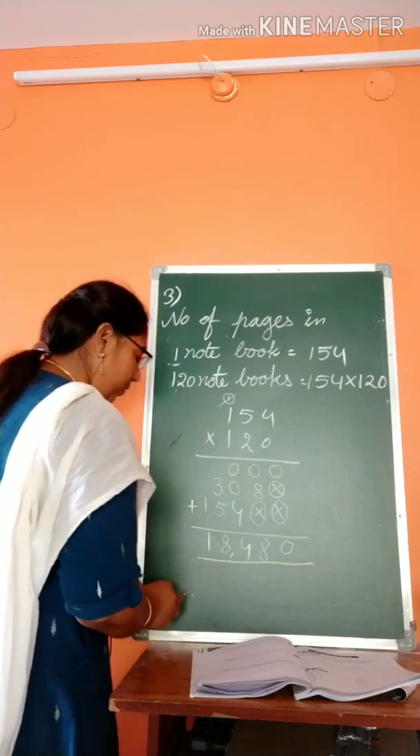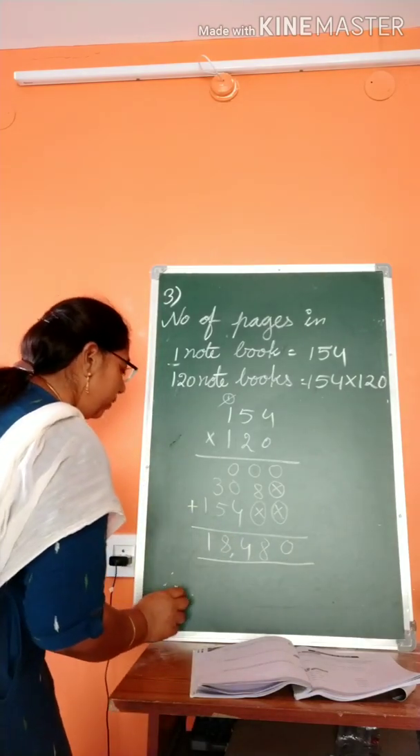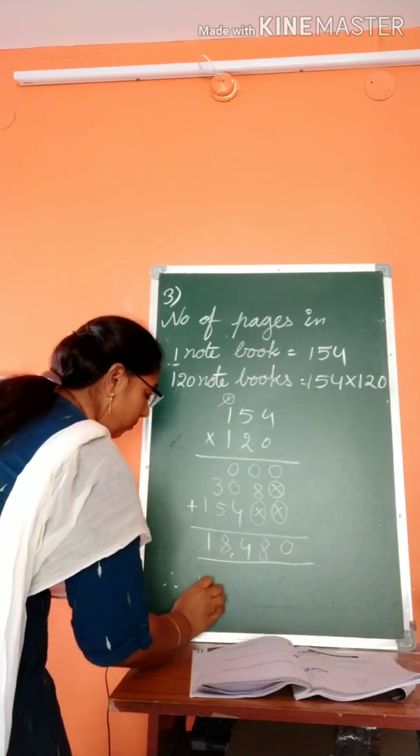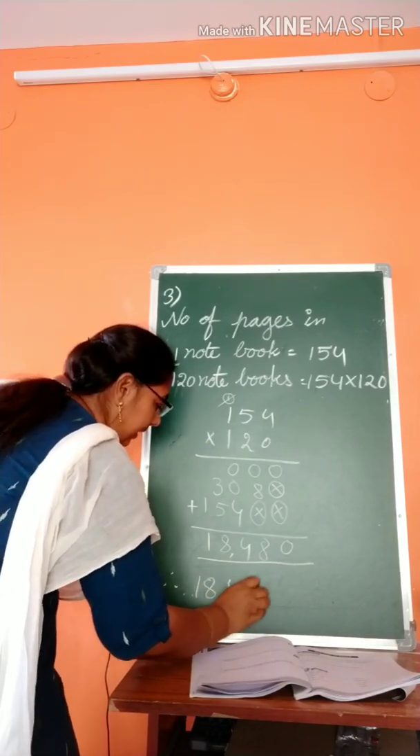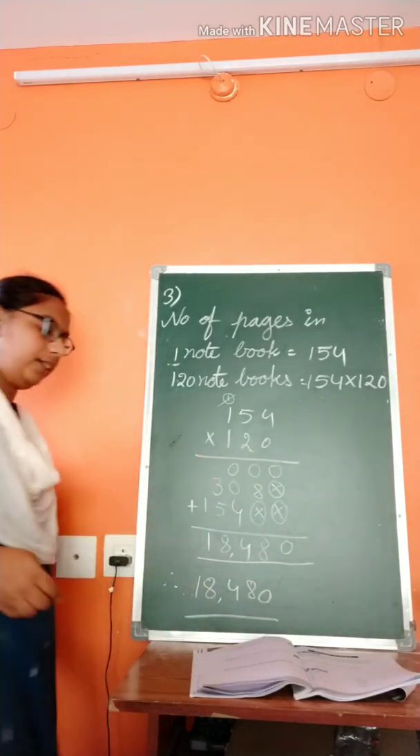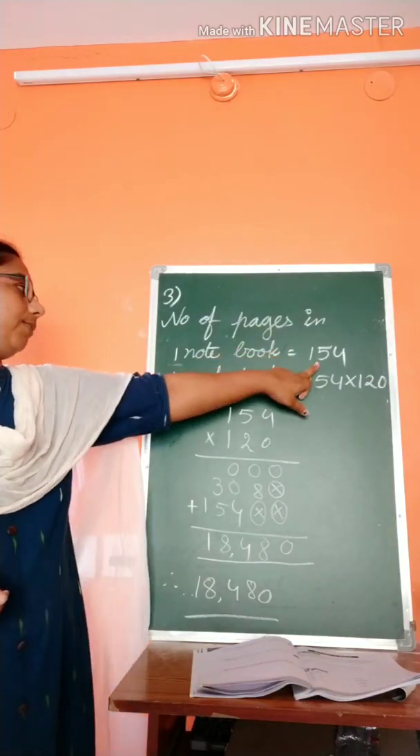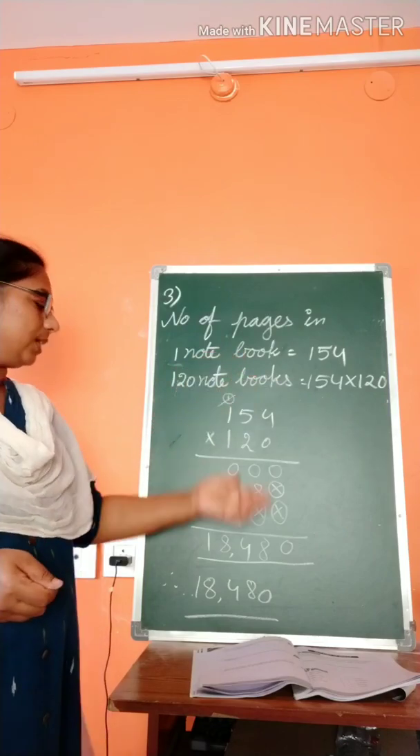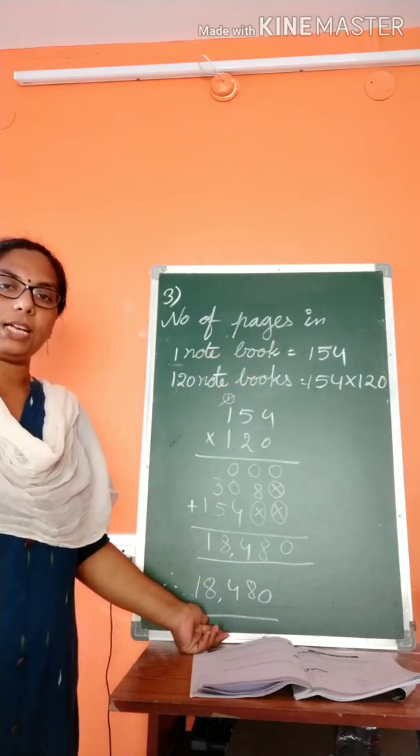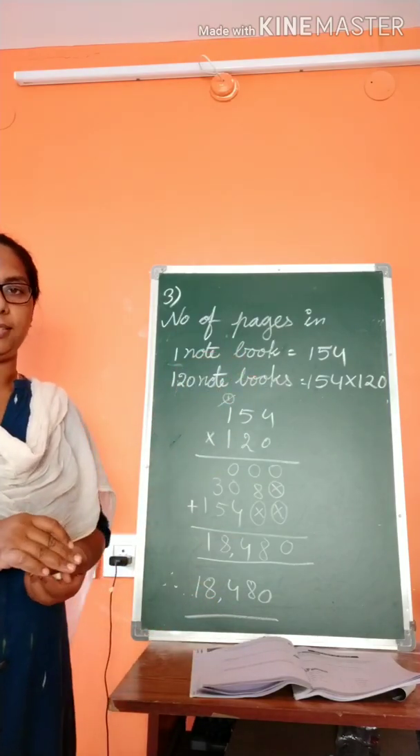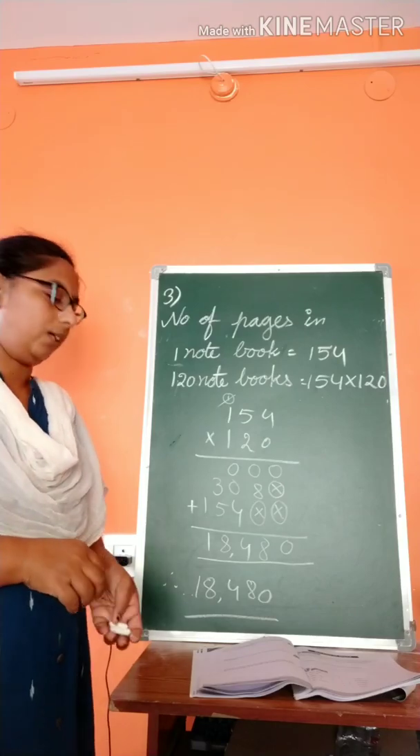So how many total number of pages are there in 120 books? That is 18,480 pages for 120 books. See, for one book there are 154 pages and for 120 books there are 18,480 pages. Got it, children? Okay, children, now coming to the fourth sum.